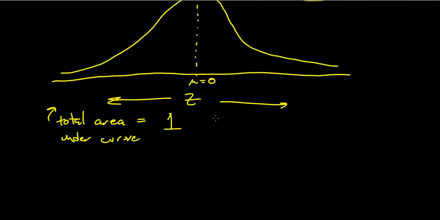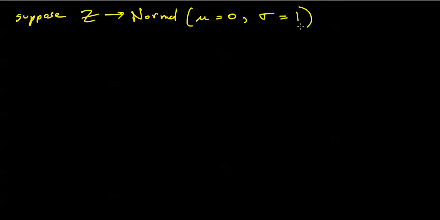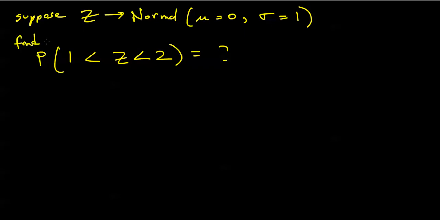Alright, let me ask this question. Suppose I've got a random variable Z that has a normal or bell-shaped distribution with a mean of 0 and a standard deviation of 1. Let's say I want to find the probability that Z is between 1 and 2. Find the probability that Z is between 1 and 2. Well, what I can do, and I suppose it always helps to draw a picture.